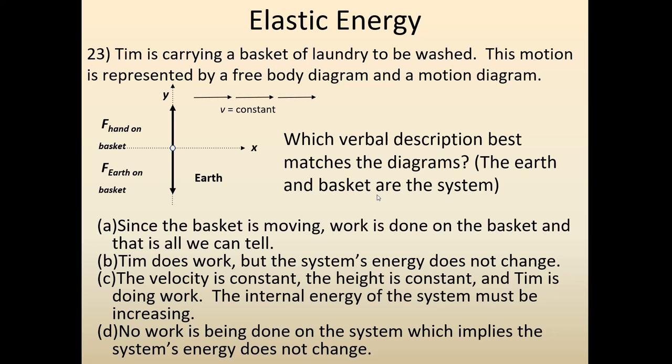All right, once again, they give us this diagram, and I need to figure out which one of these best fits the scenario. One of the things that's important to note with all these choices is that each one of them will have a partially correct statement in it. For example, choice A says that the basket is moving. Okay, that is true. Choice B says that the system's energy does not change.